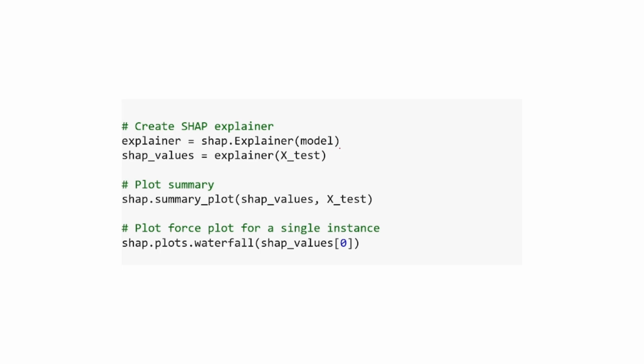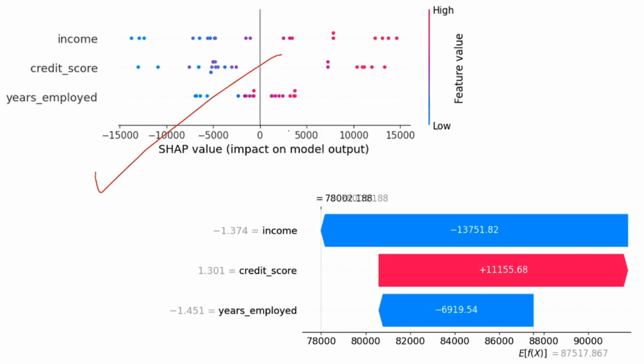We have a code here. We are declaring the explainer, training the explainer, and plotting the explainer. You have two plots. One is called the summary plot, and you have the waterfall plot. Here, this is the summary plot. You can see that at high values of income, the impact on model output is high.